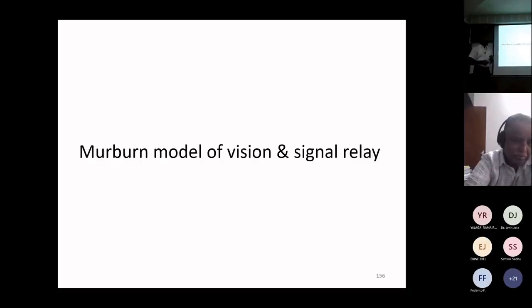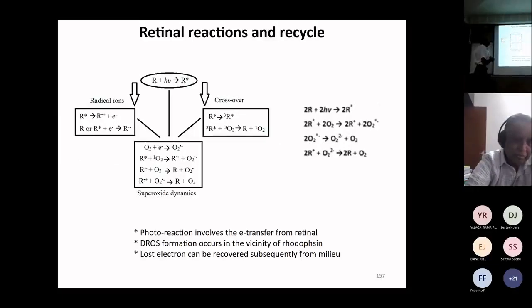So, what is the Murburn model of vision and signal relay? Basically, like photosynthesis, you have the activation of retinol giving excited retinol, and then you have superoxide formation in presence of oxygen. There is system crossover and all that. I'm not going into the photochemistry in detail. I'm already lagging behind in time.